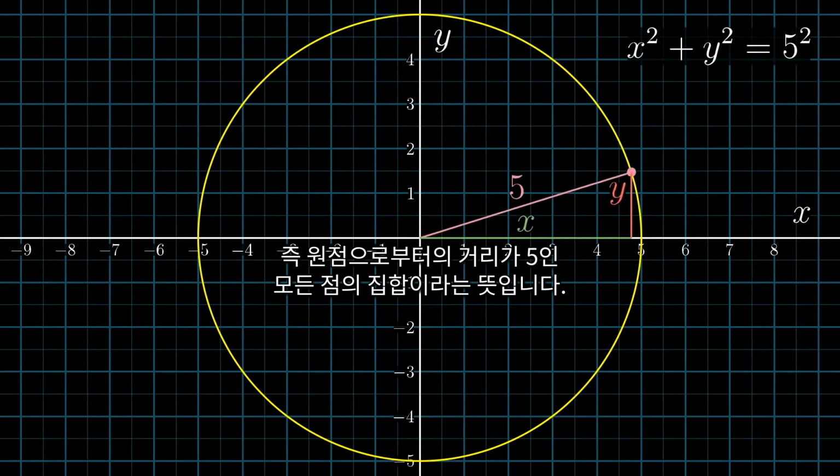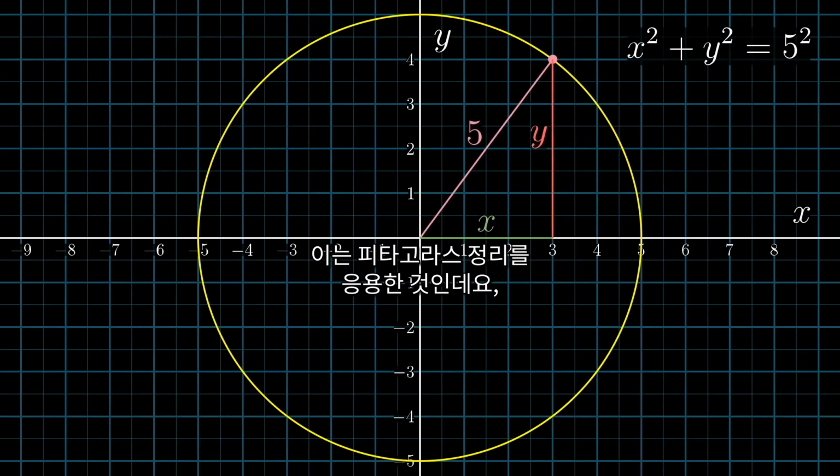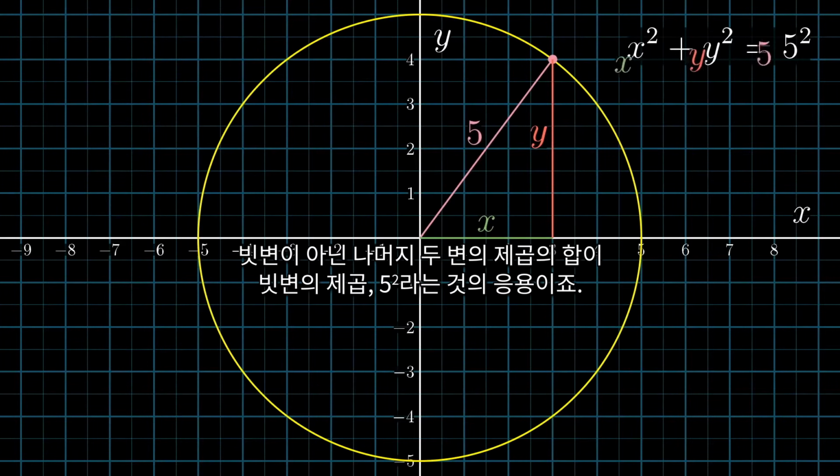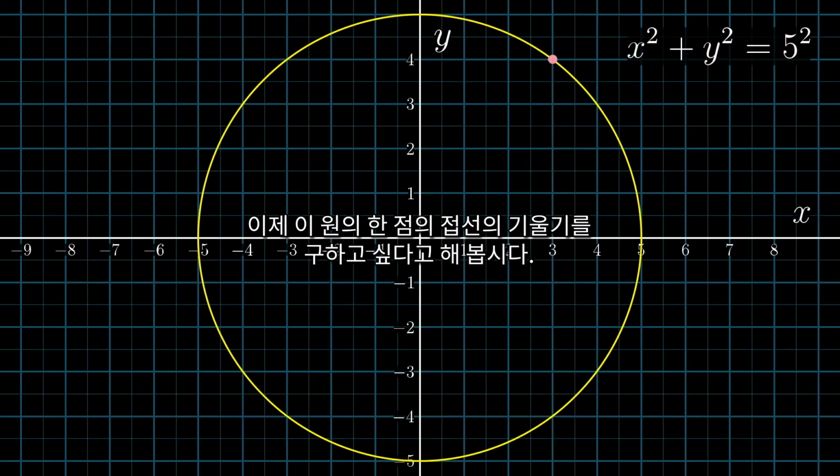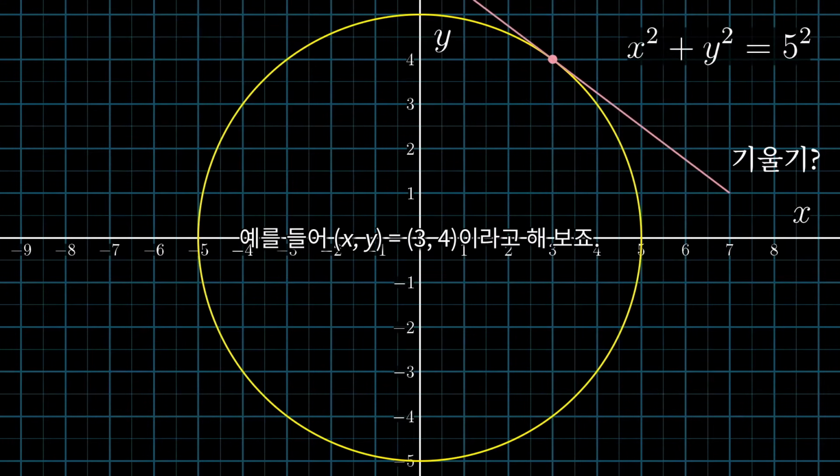That is, all of the points on the circle are a distance 5 from the origin as encapsulated by the Pythagorean theorem, where the sum of the squares of the two legs on this triangle equal the square of the hypotenuse, 5 squared. And suppose that you want to find the slope of a tangent line to the circle, maybe at the point xy equals 3, 4.